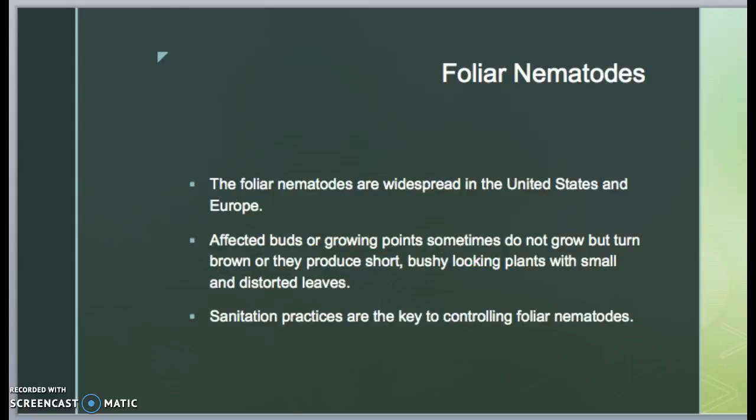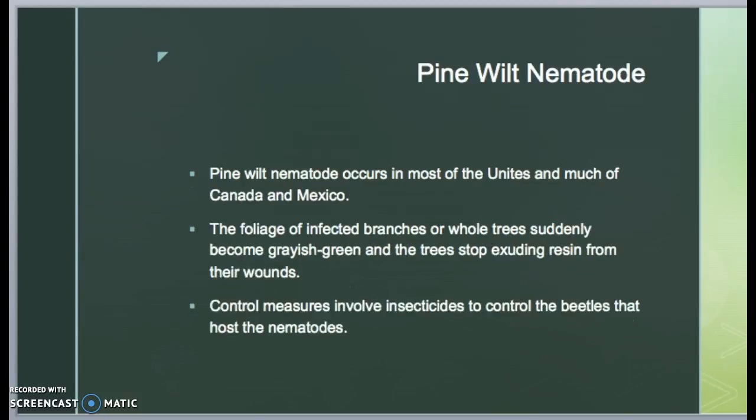Floral nematodes. The floral nematodes are widespread in the United States and Europe. Affected buds or growing points sometimes do not grow but turn brown, and they produce short, bushy-looking plants with small and distorted leaves. Sanitation practices are the key to controlling foliar nematodes.